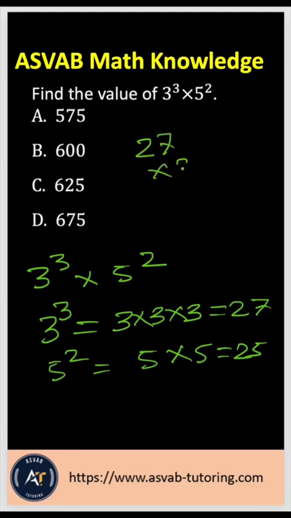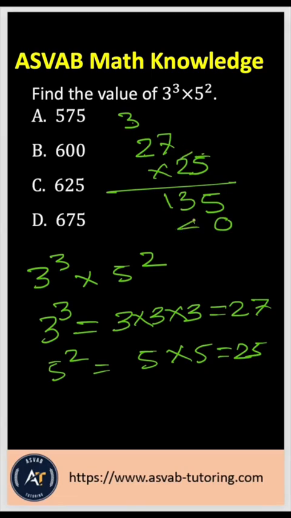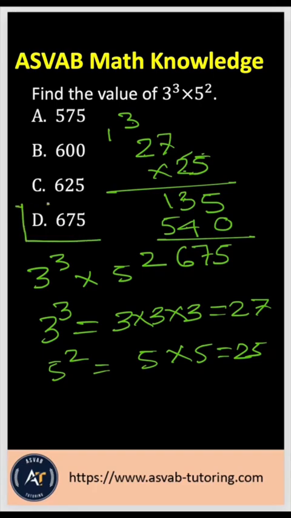27 times 25. 7 times 5 is 35, 5 carry 3. 5 times 2 is 10 plus 3 is 13. 0 on the second line. 7 times 2 is 14, 4 carry 1. 2 times 2 is 4 plus 1 is 5. Make sure that you line up. Then you have 5 here, 3 plus 4 is 7, 5 plus 1 is 6. So 675. So the correct answer is option.